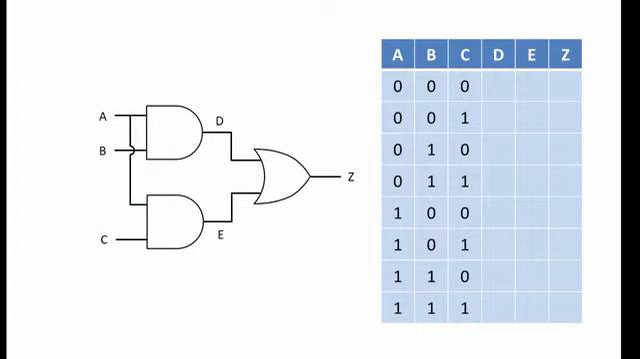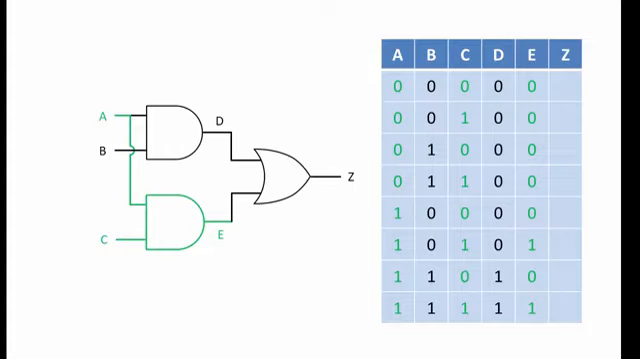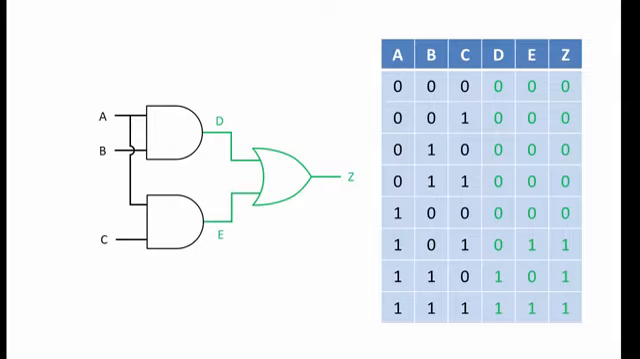To get each value of D, we pass combinations of A and B through an AND gate. Then, to get each value of E, we pass combinations of A and C through an AND gate. Now that we have pairs of values for D and E, we can pass them through an OR gate to give us values of Z.